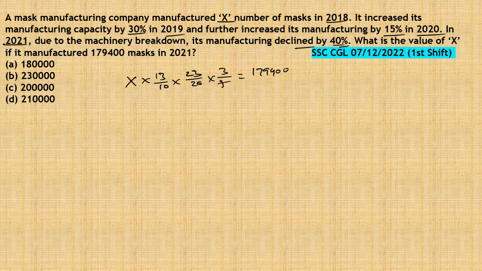If you cancel it, we will get the value of X, that is 13 ones are, 13 threes are, and 13 eights are. You can directly cancel here. 23 6s are, 3 2s are, we got 200 here. X equals 200 into 25s are 100, 100 into 10, that is 1000. The value of masks it was manufacturing in 2019 is 2 lakhs. That is option number C.